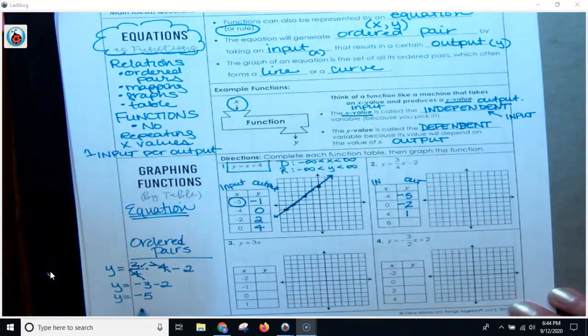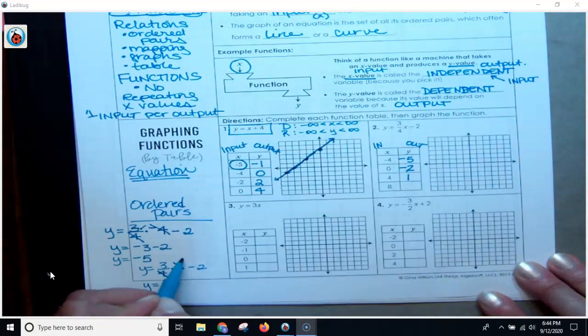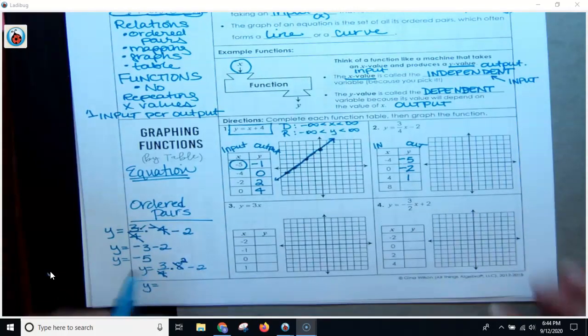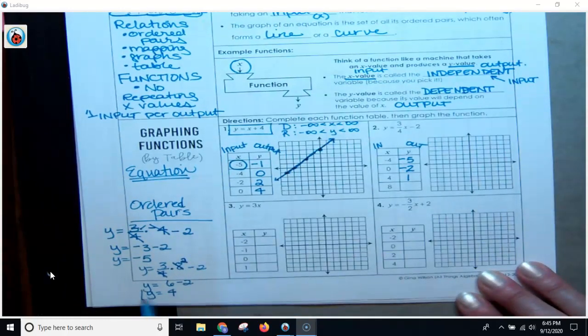And y equals 3/4 times 8 minus 2. Well, I can multiply these and get 24 divided by 4 and get 6. Or I can say 4 divides into 8 2 times. And since it's an even division, that makes my life easier. And so then I get 3 times 2 is 6 minus 2, which y would equal 4.